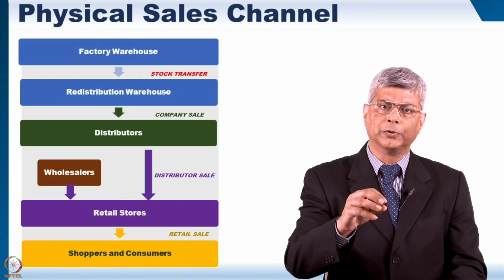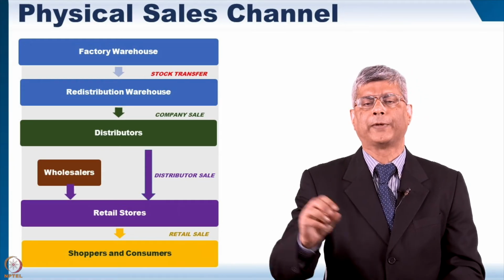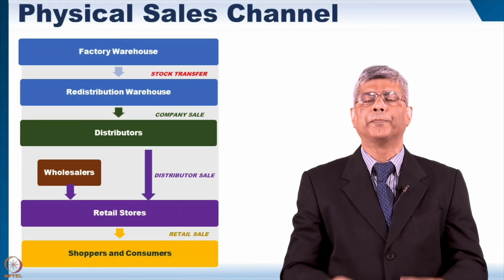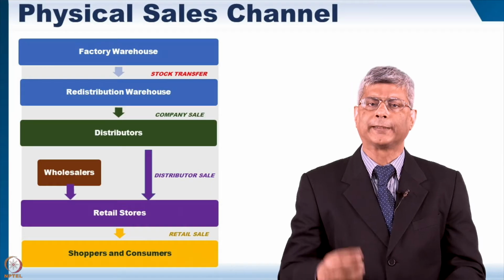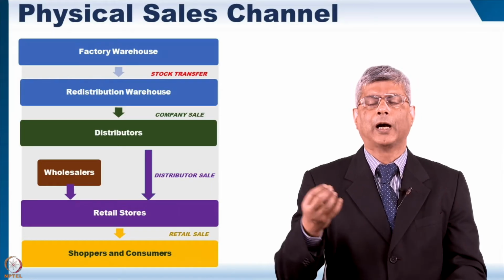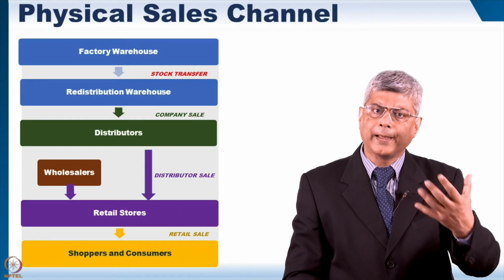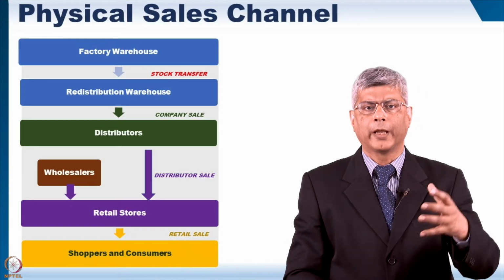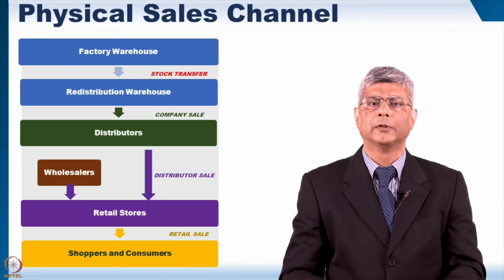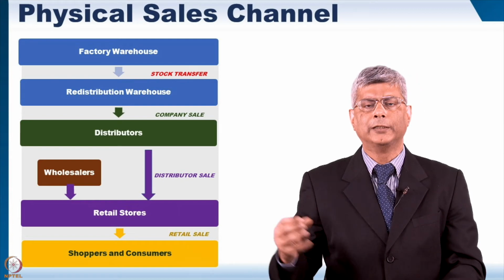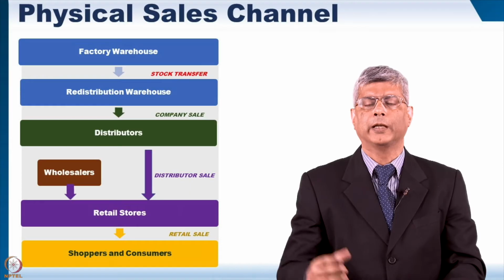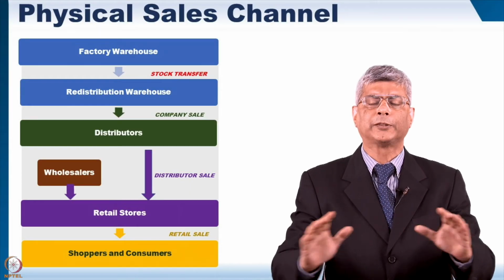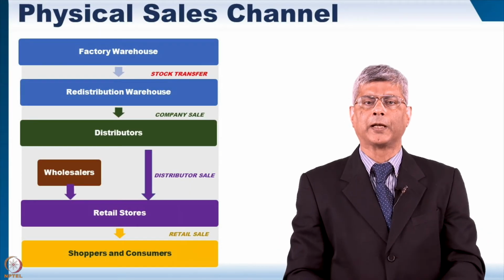So from a few factory warehouses, 2, 4, 6 factory warehouses, it may go to 40 or 50 redistribution warehouses. For example, a redistribution warehouse outside Bombay, also in Nagpur, in Ahmedabad, in Delhi, in Chennai, in Bangalore, in Guwahati, in Kolkata. So these are redistribution warehouses spread across the country.